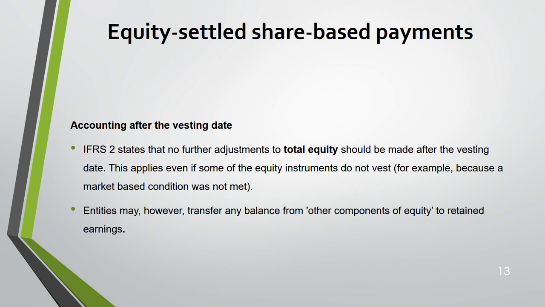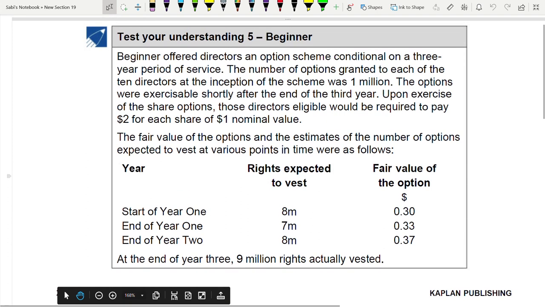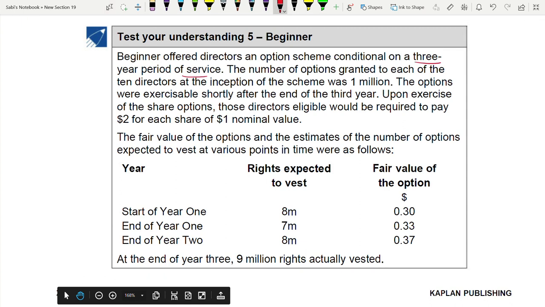Now we'll be doing a question before we move on to the next. Test understanding 5, beginner. So here you have been given an option for a 3 year period of service. 10 directors are there. The number of options granted to each of the 10 directors at the inception of the scheme was 1 million. Now, upon exercise of the share option, directors are eligible to pay $2 for each share of $1 nominal value. Now, start of year 1, this is the amount expected to vest. End of year 1 and end of year 2, 7 and 8. And this is the end of year 3, 9 million.